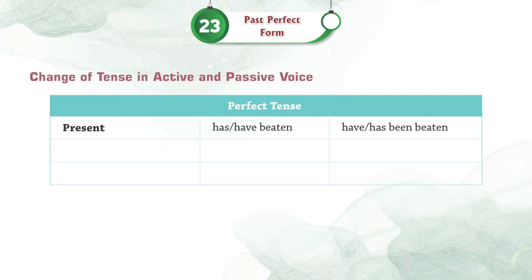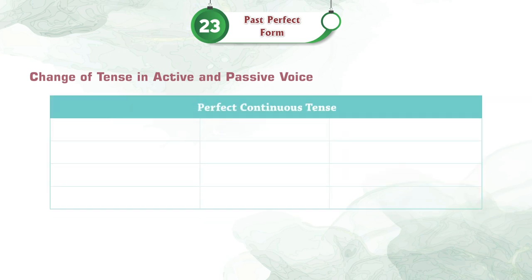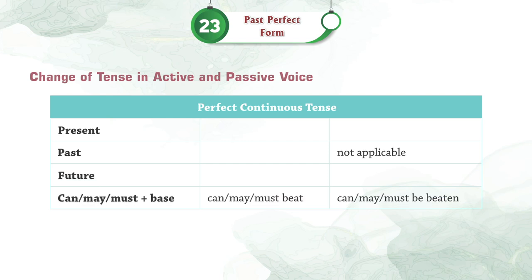Have or has been beaten. Past, had beaten. Had been beaten. Future, shall or will have beaten. Shall or will have been beaten. Perfect continuous tense. Present, past, not applicable. Future, can or may or must plus base. Can, may, must beat. Can, may, must be beaten.